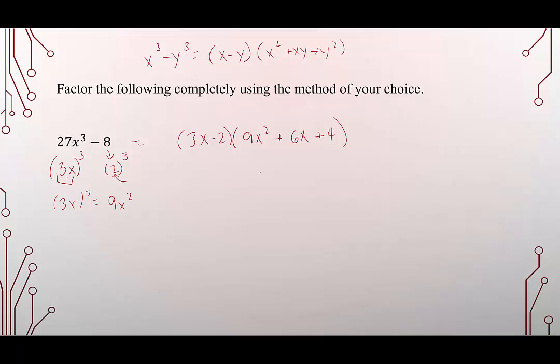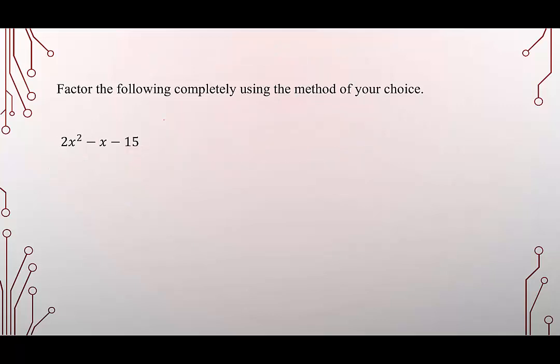And just a quick check, we have a target product of 36, a target sum of 6. Going through the factors of 36, we have 1 and 36, no. 2 and 18 doesn't add up to 6. 3 and 12, no. 4 and 9, no. 6 and 6, no. So this would be it. This would be our final factored version of 27x cubed minus 8.